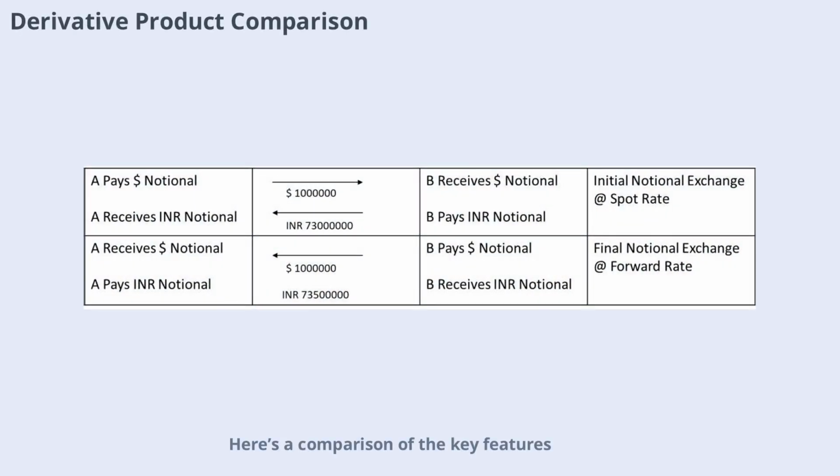Here's a comparison of the key features of the four generic types of derivatives. Forwards are customized OTC contracts, futures are standardized and exchange-traded, swaps involve exchanging returns or cash flows, and options provide the right but not the obligation to transact. Each product serves different needs and is suited to different market participants and situations.